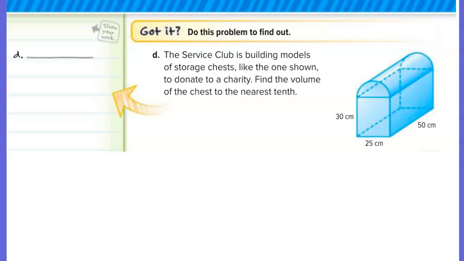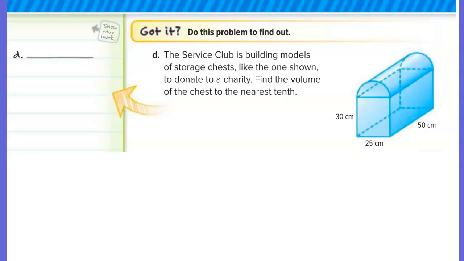If you look at that figure, we have two different shapes. We have a rectangular prism on bottom, right here. And then we have what shape is that? It's actually a cylinder, but it's a cylinder that we cut in half. So we're going to have to do a lot of different steps to figure out the volume of the chest. Let's start with the volume of our rectangular prism.